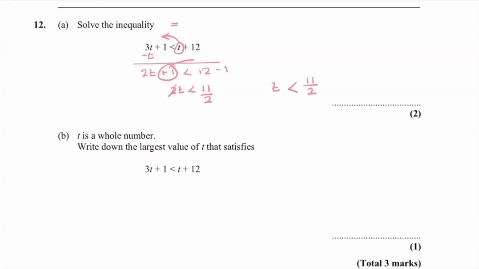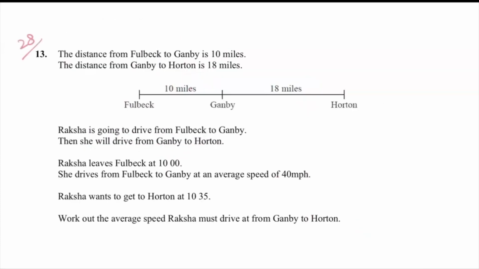It says that t is a whole number, and I have to write down the largest value of t that satisfies this equation, or this inequality, I should say. It's the exact same inequality we've just worked on. So I don't have to do anything more than just consider my answer here. T is less than 5.5. Now I'm being told it has to be a whole number. And what's the largest value that can take? That would be 5.